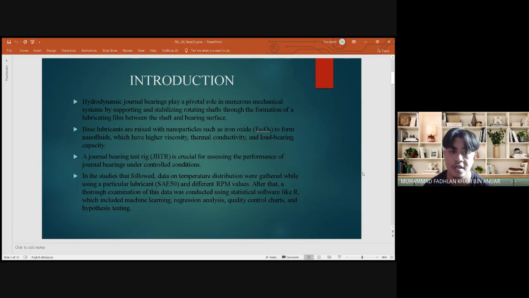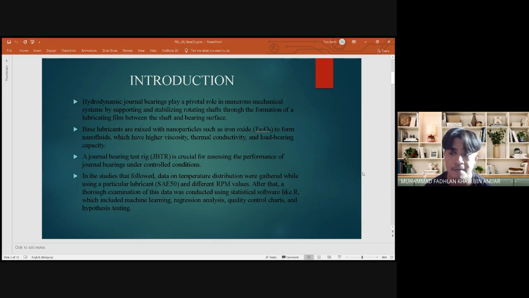So initially, tests were performed using the SAE 20W40 oil at different load conditions and rotational speeds, specifically at 1500 RPM. The temperature distribution data from this conventional lubricant serve as a baseline for comparison.